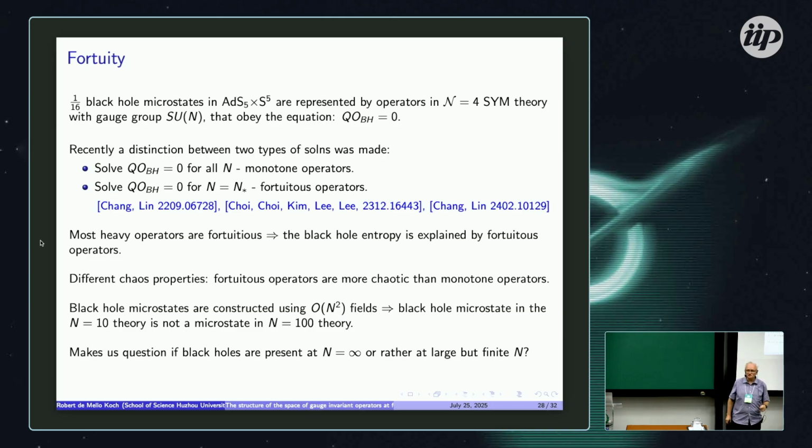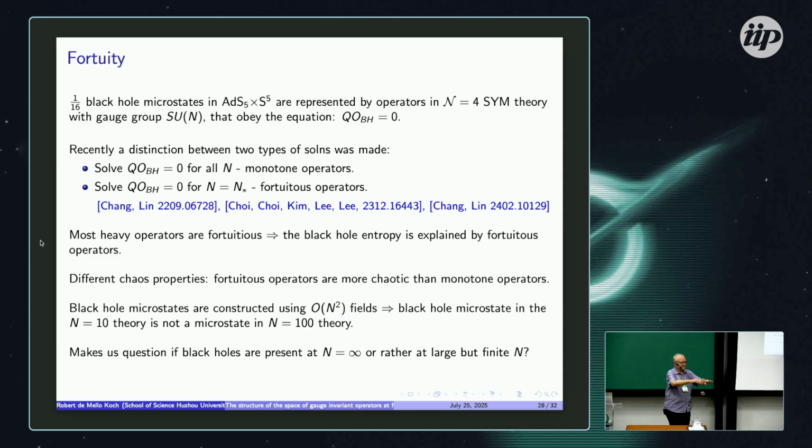Think again about the LLM geometries. To get an operator that back reacts on the geometry, you have to build it out of order n squared fields. So if I give you an operator in the n equals 10 theory that corresponds to a black hole microstate, I would have to build it out of 100 fields. Well, that operator cannot be a black hole microstate in a theory with n equals 100, because in the n equals 10 theory it had n squared fields, but in the n equals 100 theory, it only has order n fields.